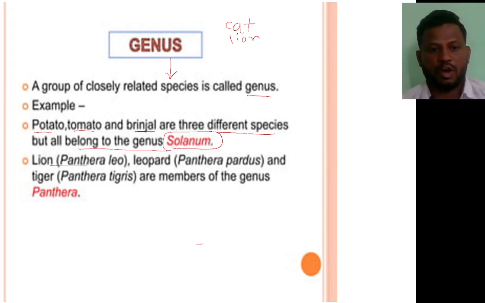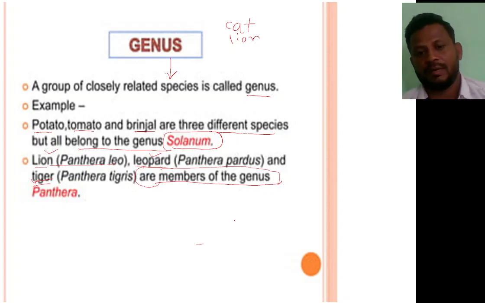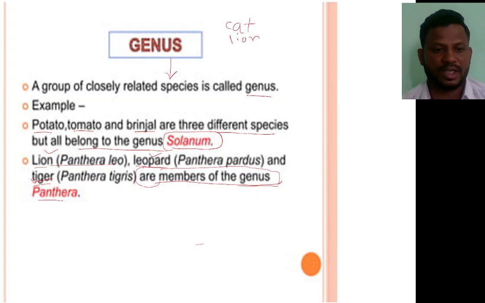Here look, the lion, Panthera leo, leopard, and the tiger, these all are different. Lion is different, leopard is different, tiger is different, but all are members of the same genus, right? These all are wild animals and they look similar, but there is a difference between them in appearance. Leopards have black dots on them, tigers have lines on them, and the lion is plain, that we know. But these all are similar in the genus. Where is the close relationship? These all come under Panthera.